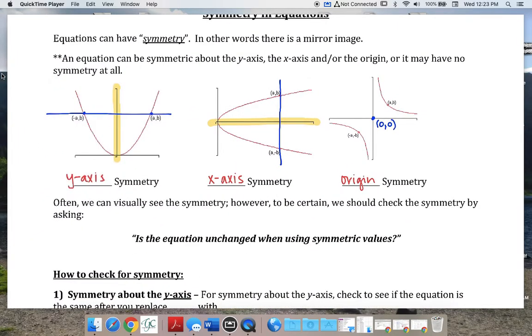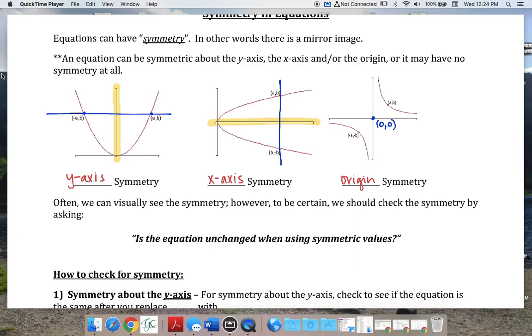It is possible that a graph does not have symmetry at all. So if we're looking at the graph for y-axis symmetry, if that parabola were shifted left or right along the x-axis, now it is no longer symmetrical about the y-axis there. Think about whatever your point of symmetry is, or line of symmetry. It's cutting the graph in half. So a parabola that sits at 0, 0, like we see here in our example, that y-axis is cutting the parabola in half.